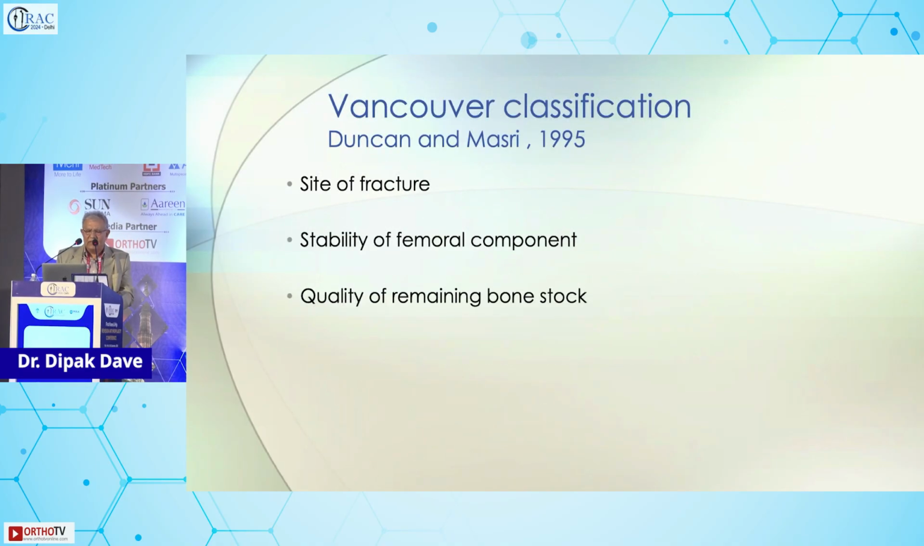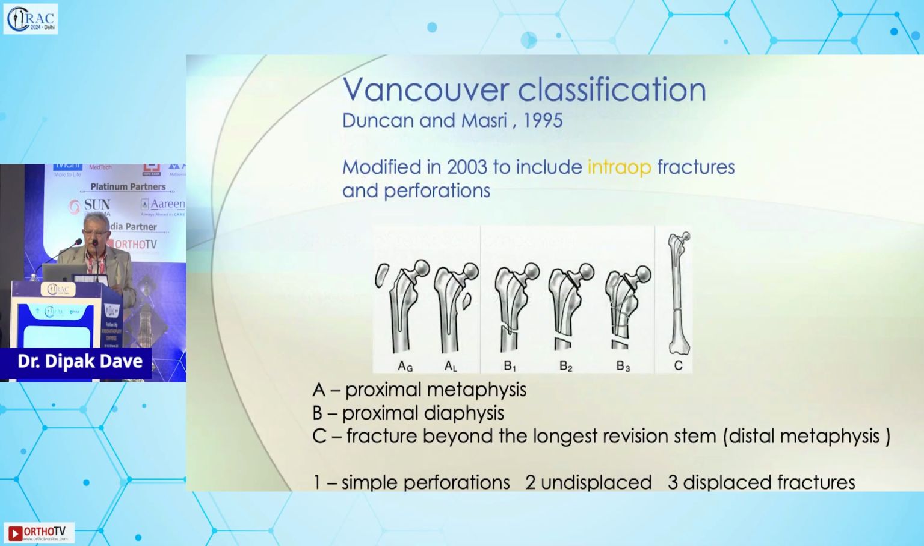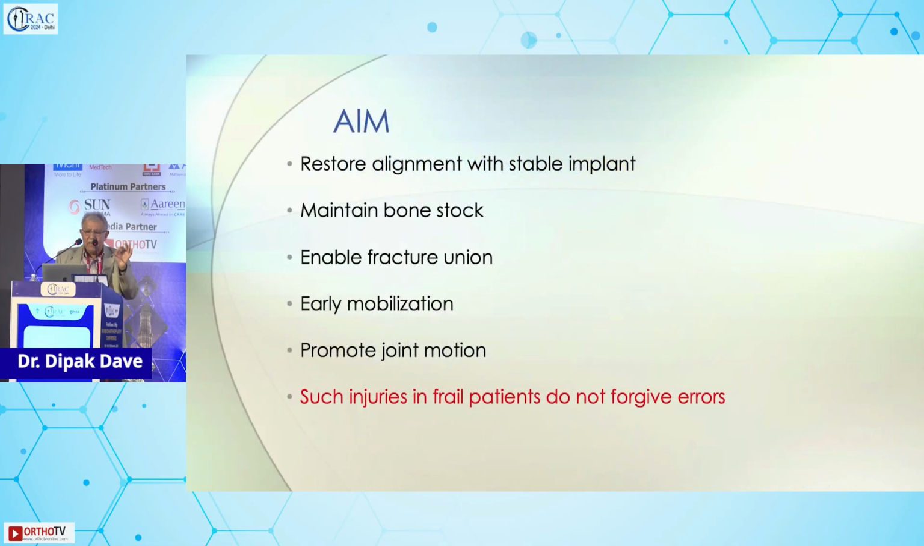The Vancouver classification gives us site of the fracture, the stability of the femoral component, and quality of remaining bone stock. These three factors will decide the management, what we are going to do. On basis of this, these are the classification A, B, C. I don't want to go into the details of this, what are the classification, but the aim is to restore the alignment with stable implant.